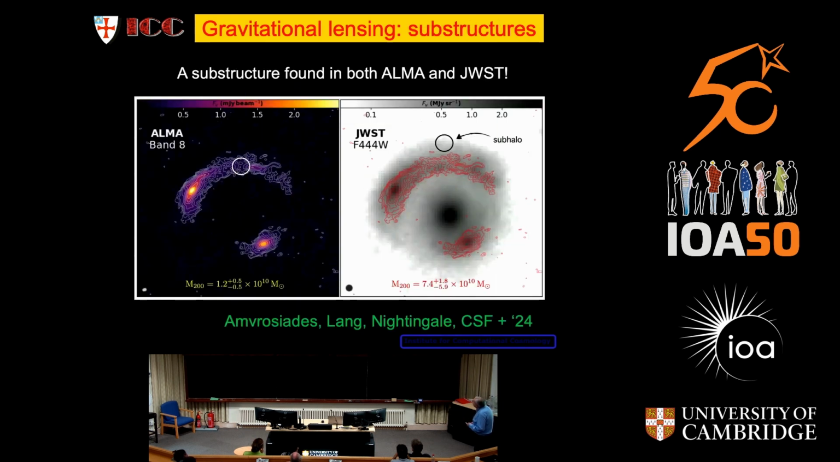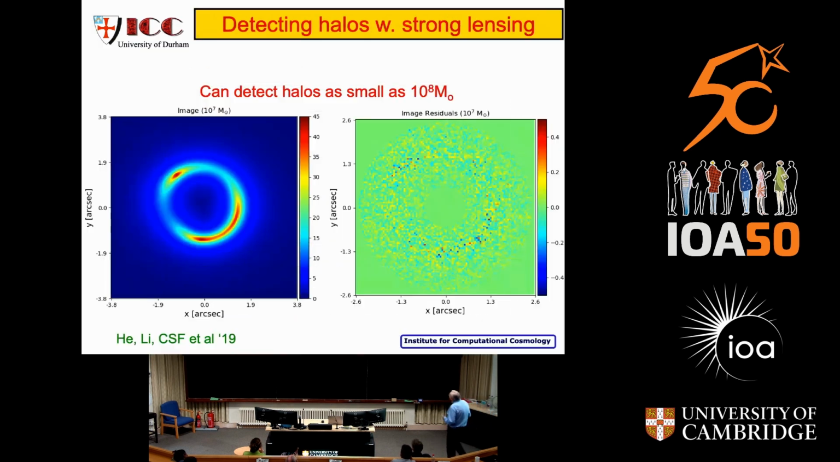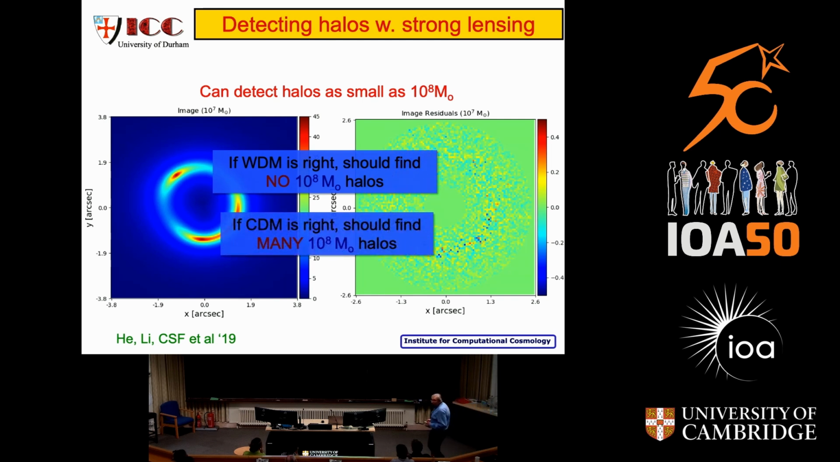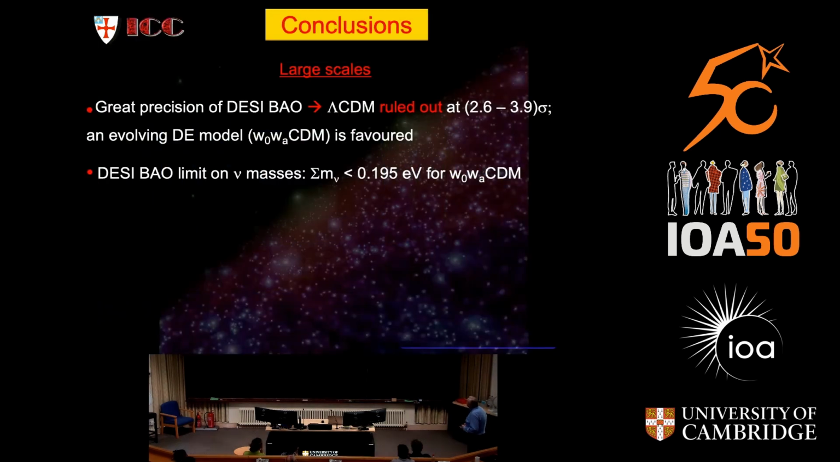Now, my colleagues in Durham have found already two, using both ALMA and JWST. But again, they're not really in the interesting mass range. But I am told by my postdoc, Chuan He, that we can, in principle, with these techniques, and we have tried them, detect halos as small as 10 to the 8 solar masses. And if Warm dark matter is right, we shouldn't find any. If CDM is right, we should find lots. And we know exactly how many. So I think this is the test that will definitively tell us whether or not CDM is the answer.